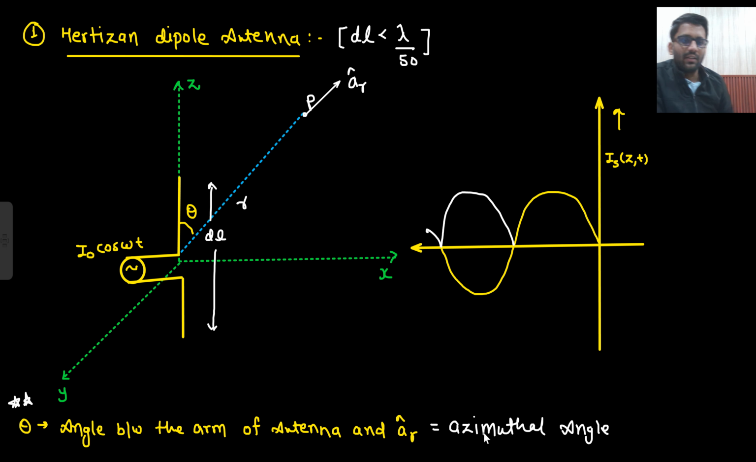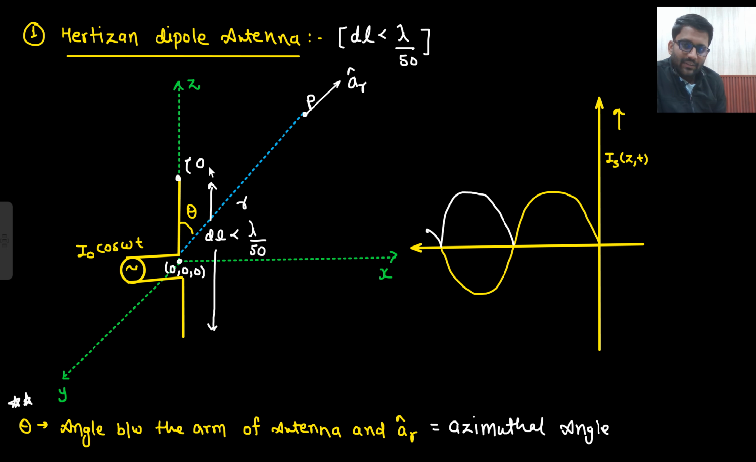Now one more thing. This is your Hertzian dipole. The length is very small, which is less than lambda by 50. Now this is your standing wave pattern of current, no? Like here at this point you will have current minima. So let's say this point is my 0 0 0. This origin is 0 0 0.